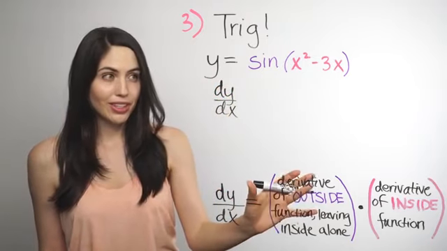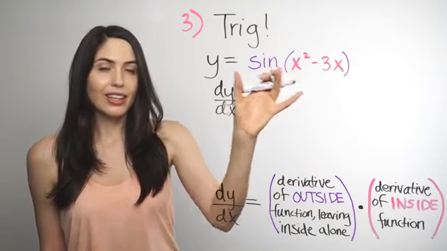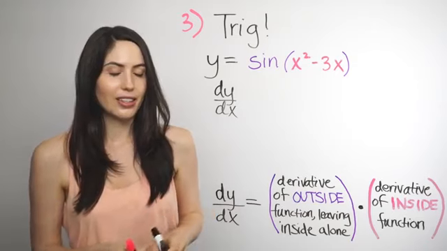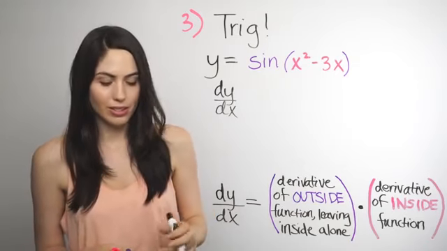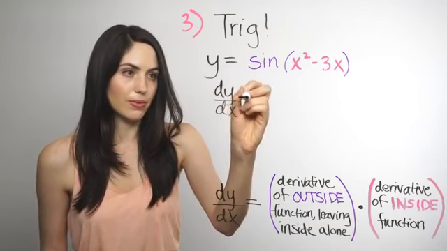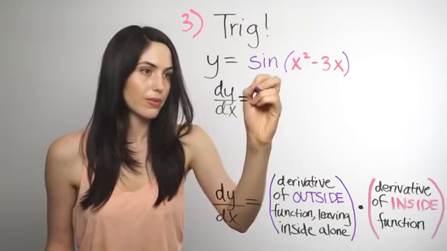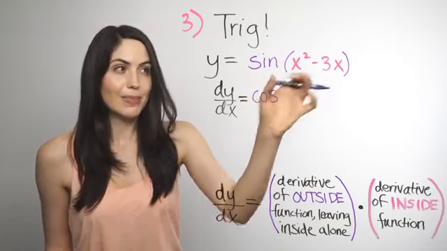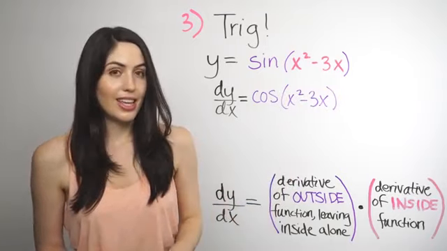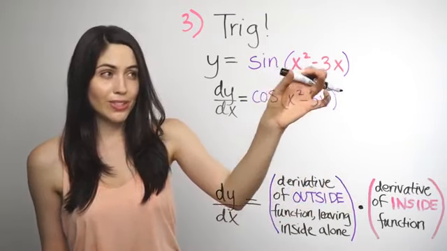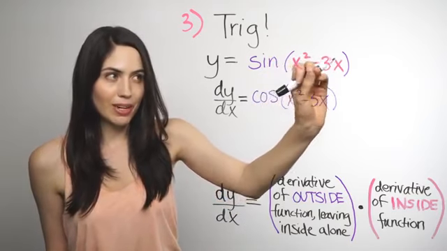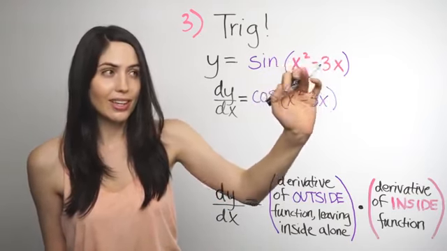You use the chain rule, take the derivative of the outside function. The outside function here is sine. It's the sine of something. And the derivative of sine is cosine. So we write cosine. Keep the inside part the same for now. And then we need the inside derivative and just focus on the x expression that's inside the sine function. The derivative of x squared minus 3x is just 2x minus 3.